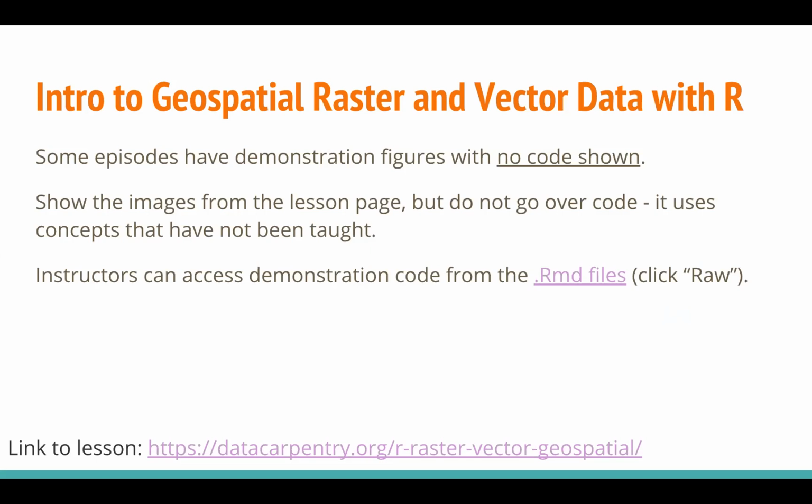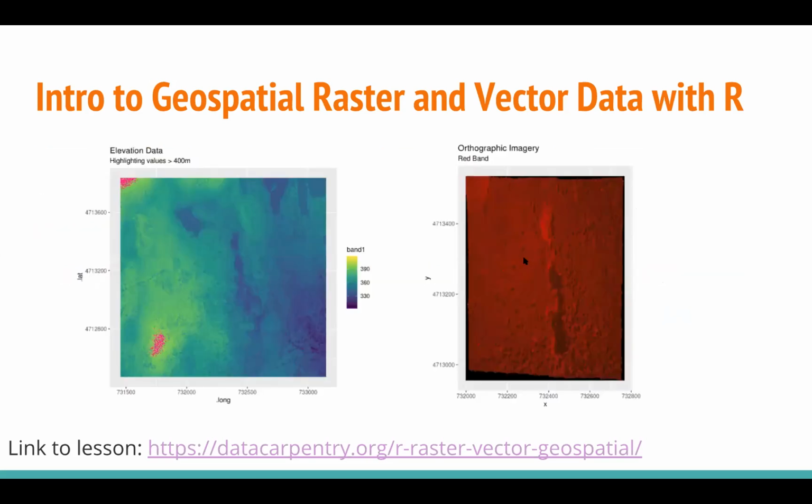If you as the instructor want to look at the code or make any changes to the code, you can access it through the R Markdown files as described above. And it will have the echo equals false chunk option associated with it to keep those code chunks from displaying. Here are two examples of demonstration figures that are shown in the lesson without any code associated with them. And again, you can pull out the code and use it, but do not teach it to the learners. It's a bit too complex for the point in the lesson where it's introduced.